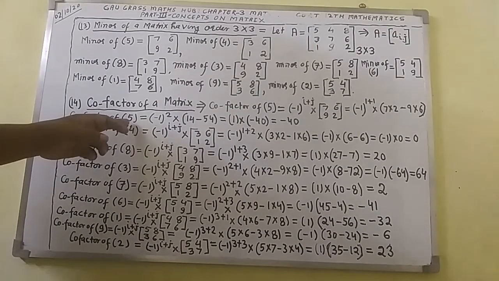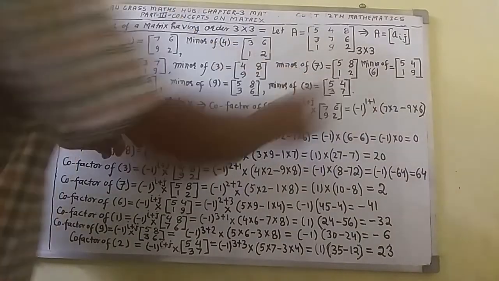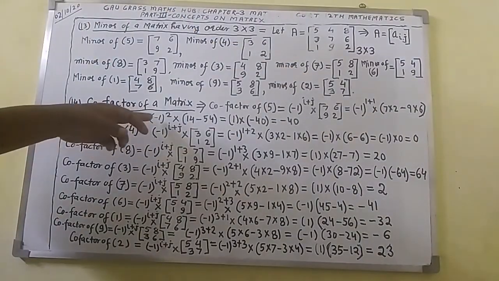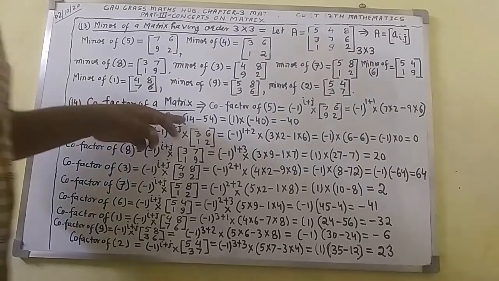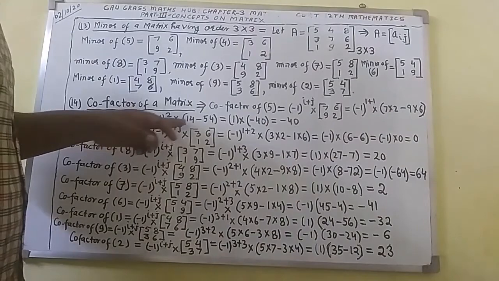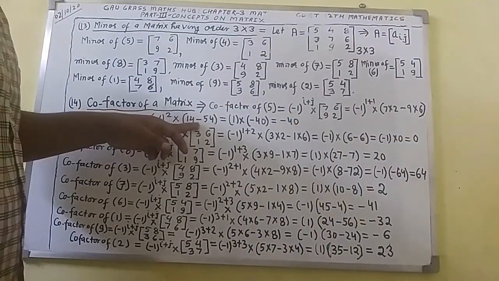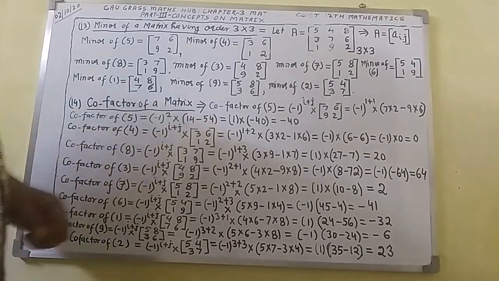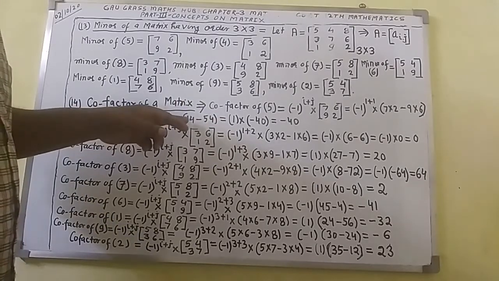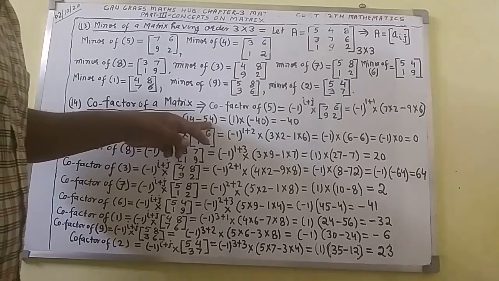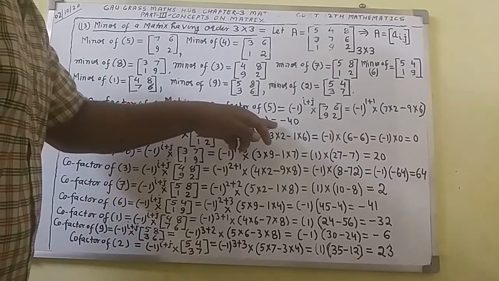Cofactor of element 5 equals, here 1 plus 1 will be added, so we will get 2. Minus 1 raised to power 2 into 7 times 2, which is 14, minus 9 times 6, which is 54. Minus 1 whole squared gives only 1. 14 minus 54 gives minus 40. Minus 40 multiplied by 1 gives minus 40.